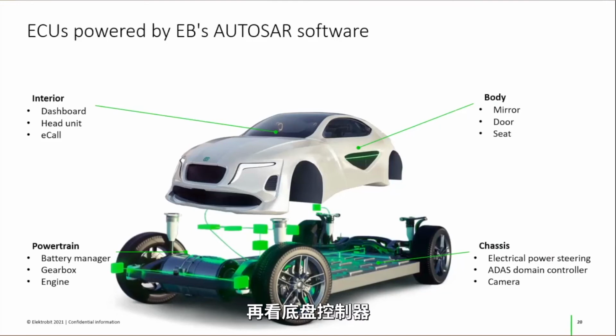Switching over to chassis controller, one can also use EB tresos products to control the electrical power steering, or you can use it for ADAS domain controllers, and also for sensor systems like cameras and radars. So this is now kind of just that you get an imagination in which scenarios, in which use cases EB tresos products are already widely used in the field, and just to give you an overview where this product line comes into play.